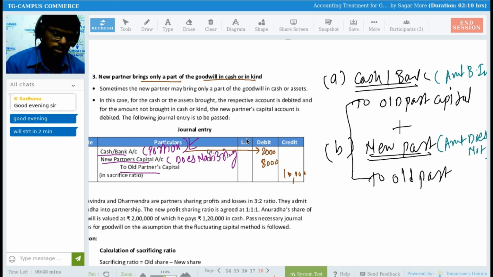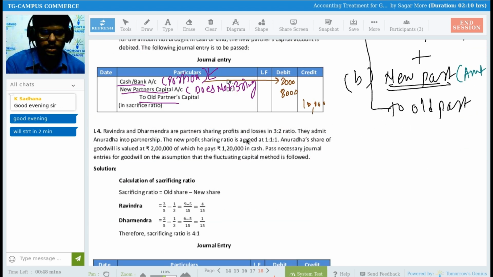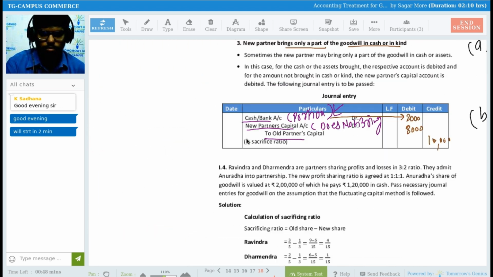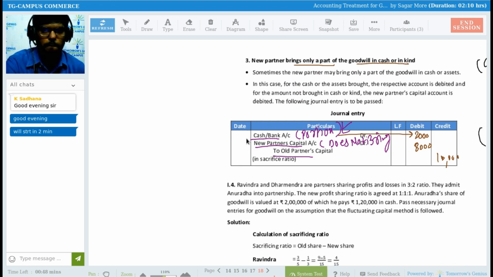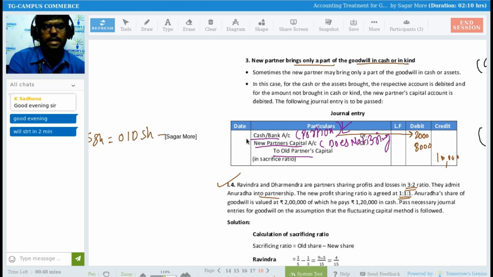See this question, you will get clarity. Ravindra and Dharmendra are partners sharing the profits and losses in the ratio of 3:2. They admitted Anuradha into the partnership. The new profit sharing ratio is 1:1:1. So we have to calculate the sacrifice ratio here. Sacrifice share is equal to what? Which formula we have to apply? Old share minus new share.